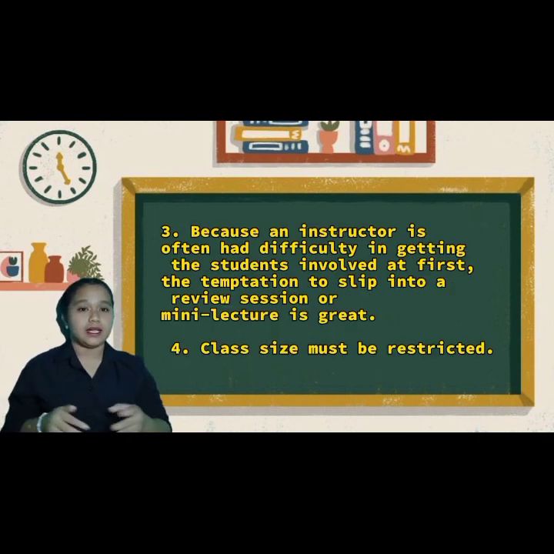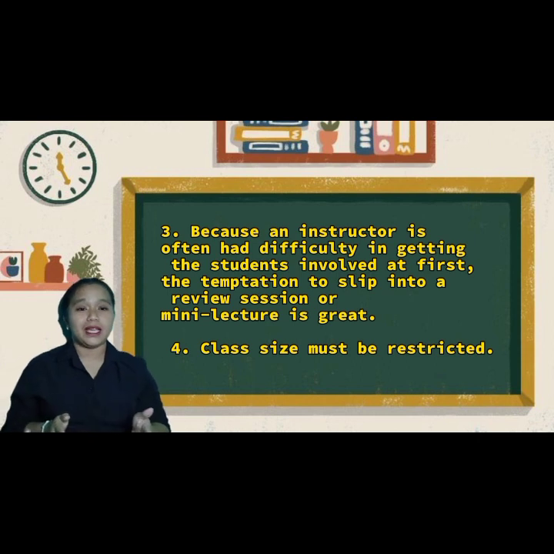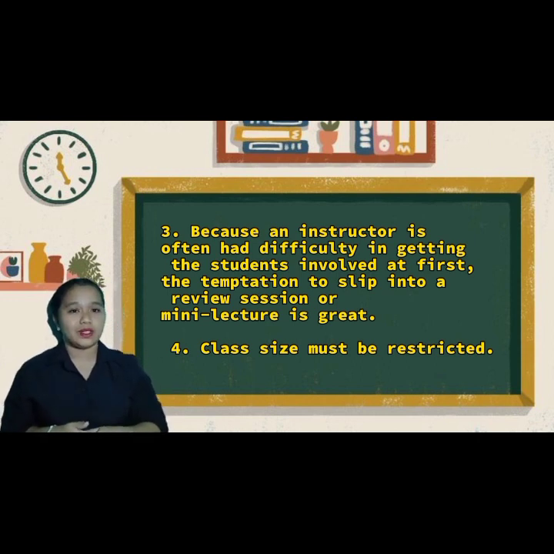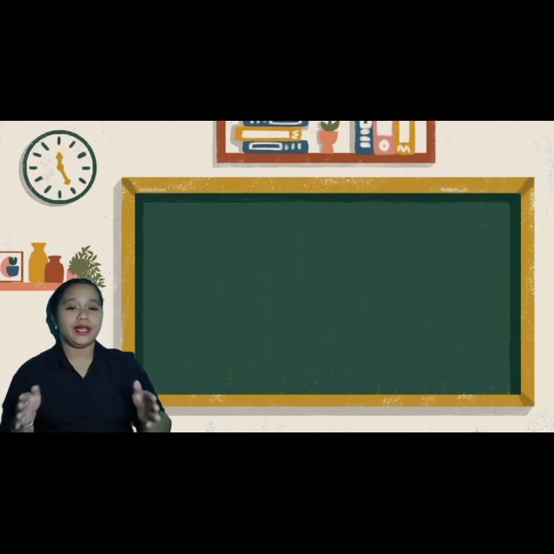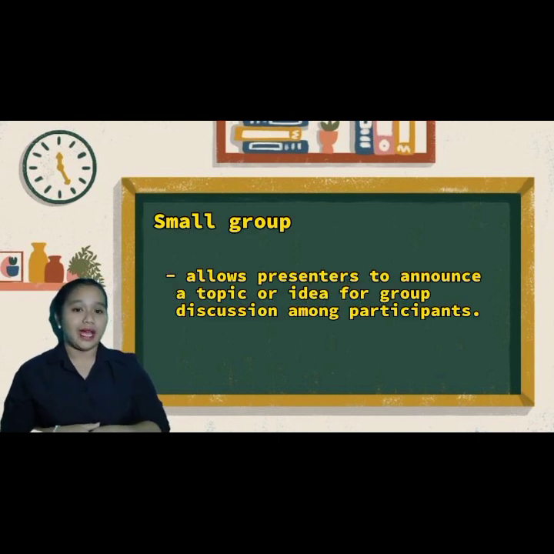Third, because an instructor often has difficulty in getting the students involved at first, the temptation to slip into a review session or mini lecture is great. And last, class size must be restricted. So the eighth one is small group. It allows presenters to announce a topic or idea for group discussion among participants.